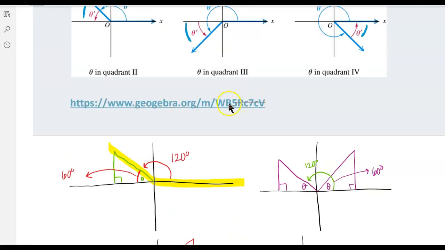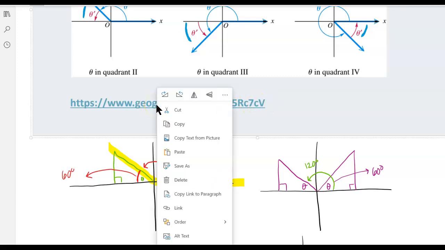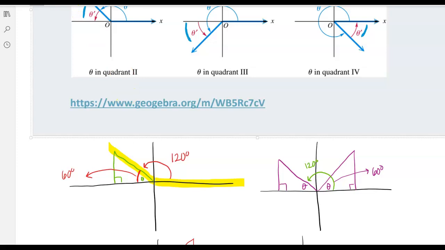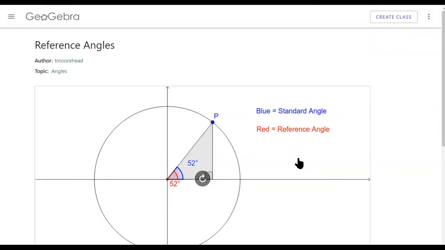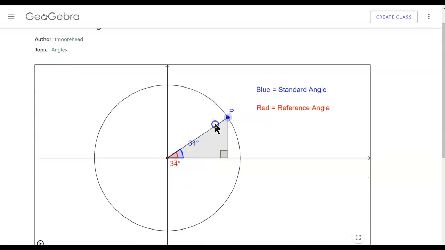Let's take a look at this website here. I'm going to pause and open up this website that'll show you a visual of how to find the reference angles. It's called GeoGebra. It has a lot of geometric and trigonometric applets that you can use to see something. I've got a triangle here in the first quadrant, and I can see that the angle that we're considering is 52 degrees, and the reference angle is the same. So I can take that point P and move it around to get, let's say, a 30-degree angle, and the reference angle and the actual angle are the same.